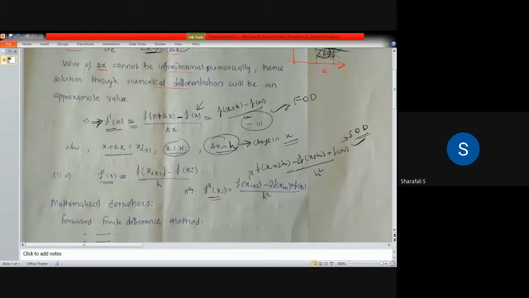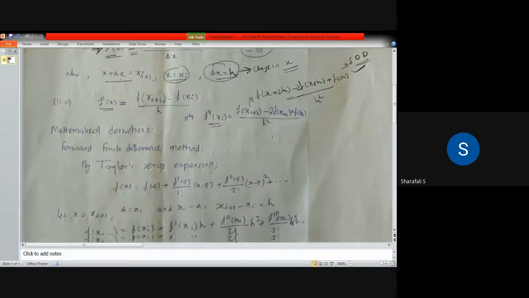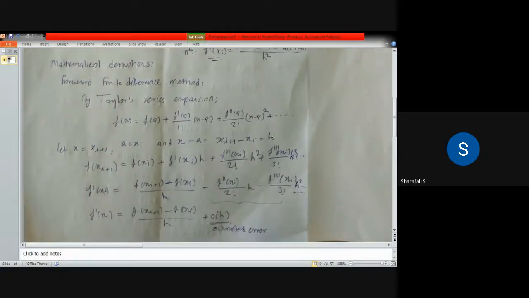Now we'll go to the mathematical part, the derivation of these equations, how we can get them. In the mathematical part, first let us consider the forward finite difference method. In the forward finite difference method, first you consider the Taylor series expansion of any function f of x. You can write it as f of a plus f dash of a by 1 factorial into x minus a, plus f double dash of a by 2 factorial into x minus a square, plus etc. So this is the Taylor series expansion of any given function.